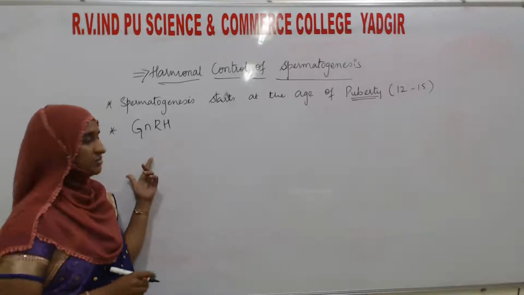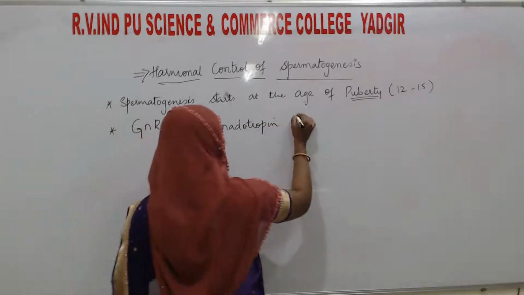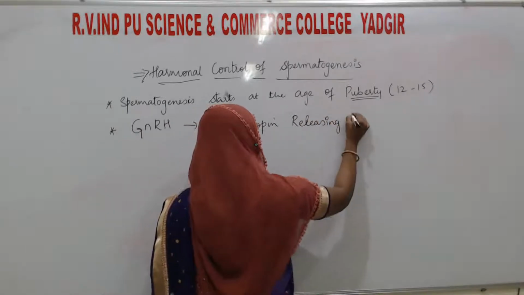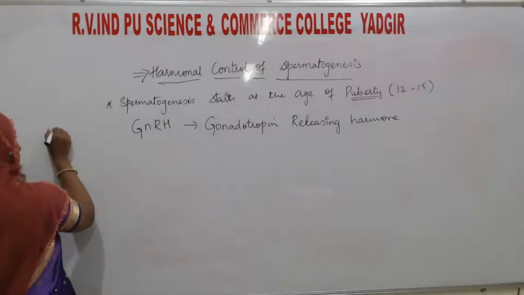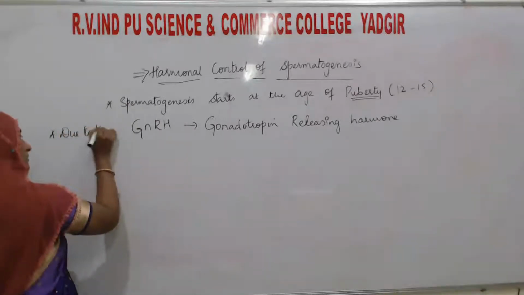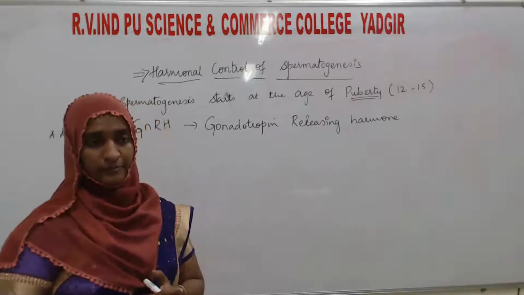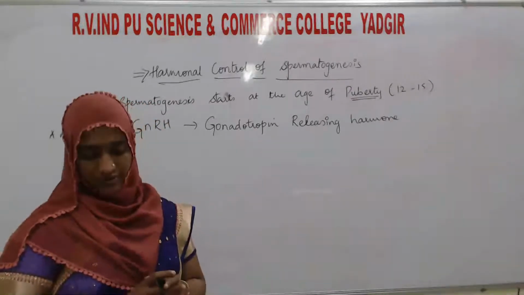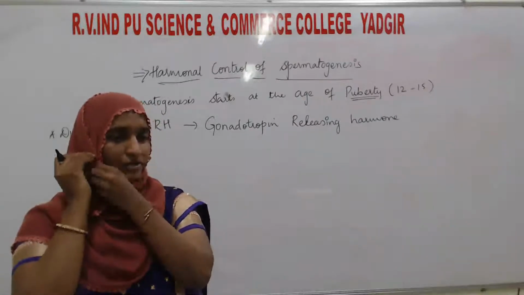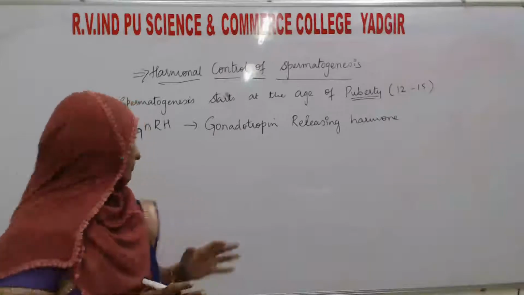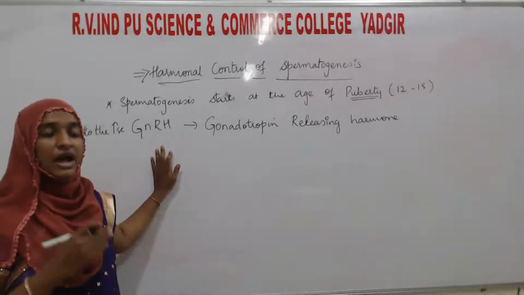What is the full form of GnRH? It is gonadotropin releasing hormone. Due to the increase in gonadotropin releasing hormone, spermatogenesis takes place. You already studied gonadotropins in the first term. Here the gonadotropin releasing hormone is released from one part of the brain, the hypothalamus. This GnRH is released from the hypothalamus of the brain. That's why we call it a hypothalamic hormone.